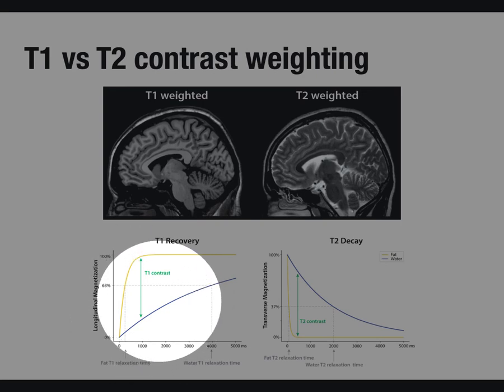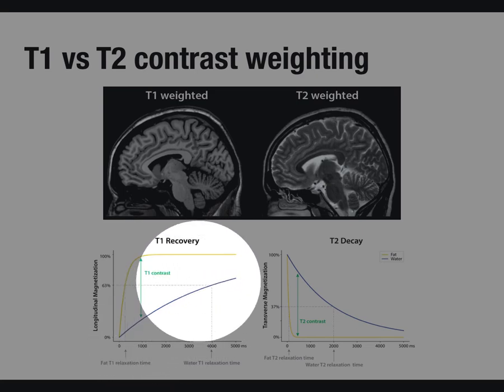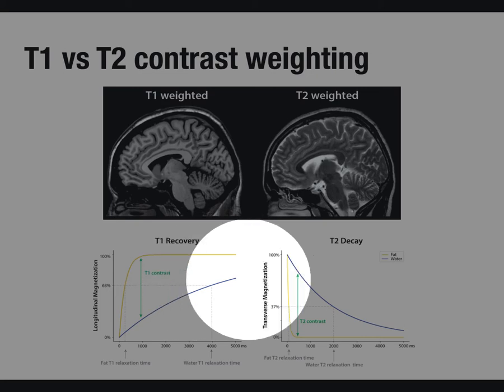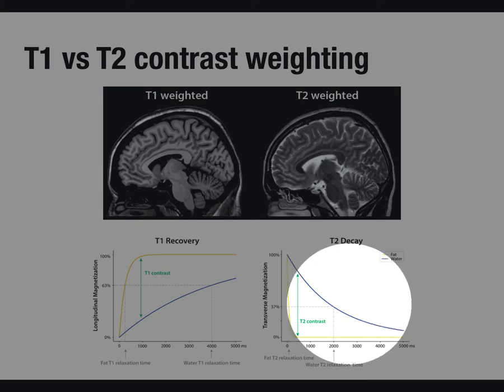So if you look here, that green line for maximal T1 contrast is occurring just before 1,000 milliseconds, so just under 1 second after the RF pulse. The T2 decay curve, T2 decay times, sorry, are quite different. And so your echo time there for maximal contrast is more like maybe 300 milliseconds, something like that.